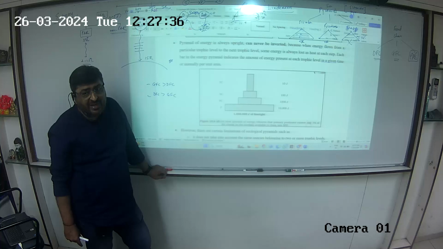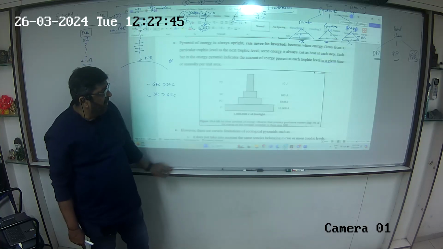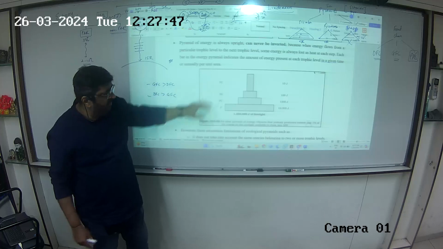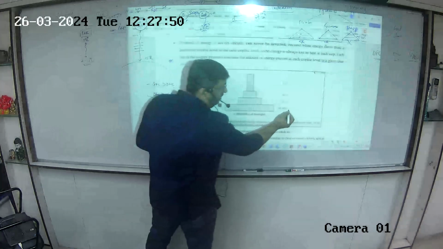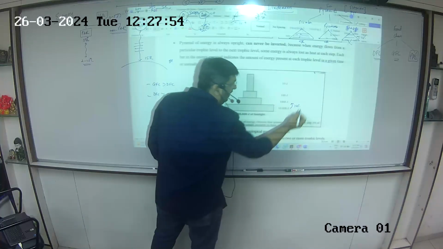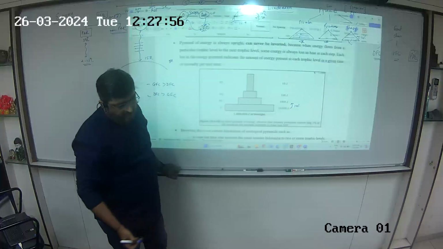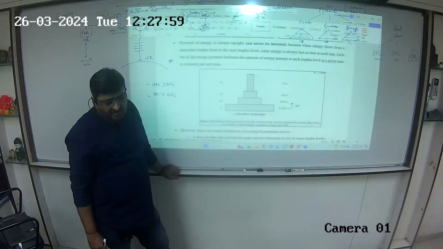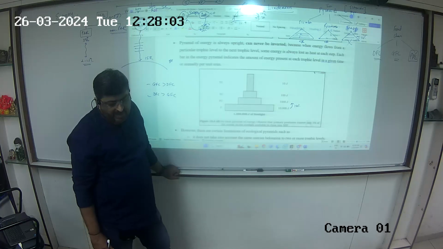How much energy is lost? 90%. And what goes ahead is only 10%. Yes, in this particular diagram, if you can see, energy is mentioned in terms of joules. And can you see this is 10%? Please mark that as 10%. At every step, can you see it is 10%? At every step it is 10%.